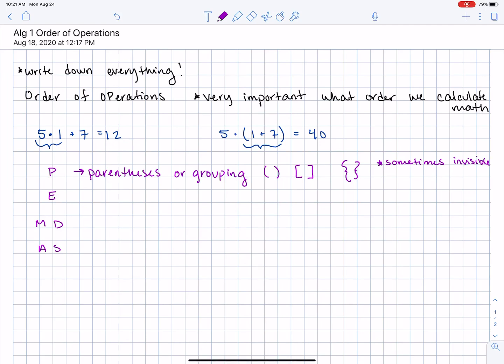So things like a fraction bar are implied parentheses, or something like a square root. These are kind of those implied parentheses or grouping symbols. Then the E stands for exponents. Now, the MD stands for multiplication and division.